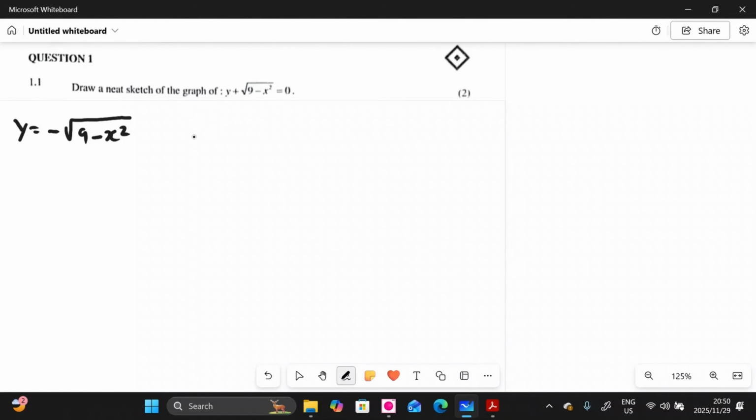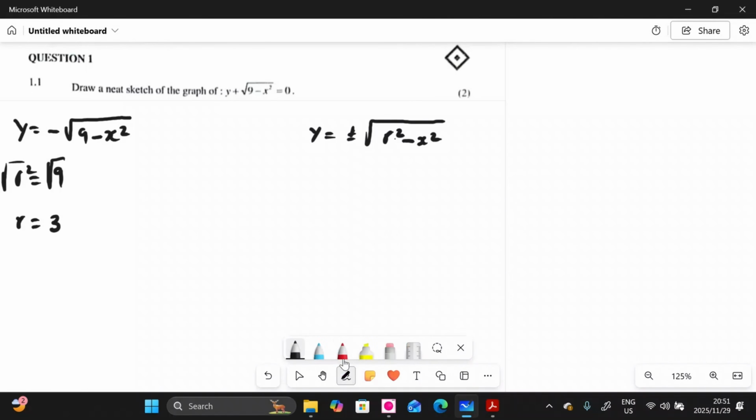Right. So this here, guys, is actually the semicircle graph. Just in case you didn't know, the semicircle graph looks like this, especially for one with y. Let me write it here. The general formula looks like this: y is equal to plus or minus the root of r squared minus x squared. This one is for y. Based on this question, wherever we have r squared there, we have 9 there. It means our r squared is equal to 9. In order for us to find r, we have to square root, and then r is going to be equal to 3. So this here, guys, is our radius.